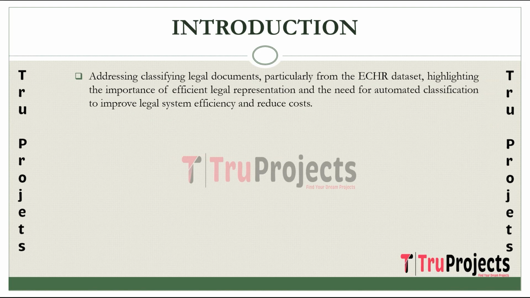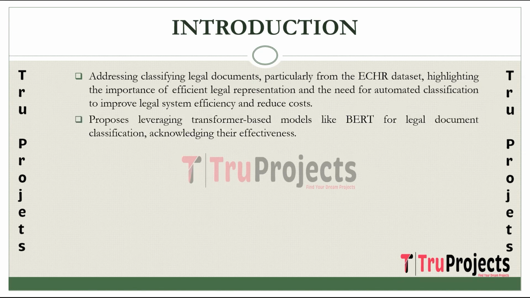It highlights the importance of efficient legal representation and the limitations faced by individuals in accessing legal aid, motivating the need for automated classification solutions to improve efficiency and reduce cost in the legal system. Acknowledging the effectiveness of transformer-based models like BERT and its variants in text classification tasks, the project proposes leveraging these methods for legal document classification. The ECHR dataset is used in this project.